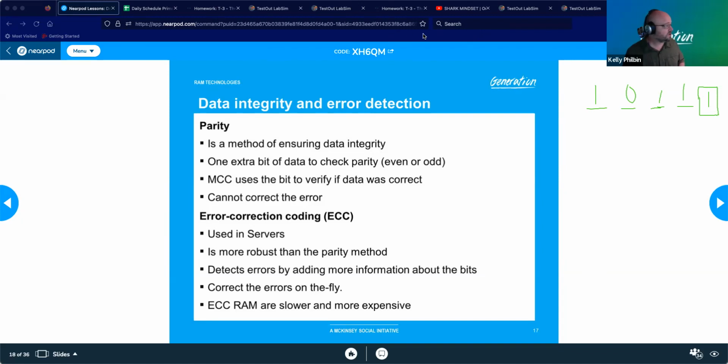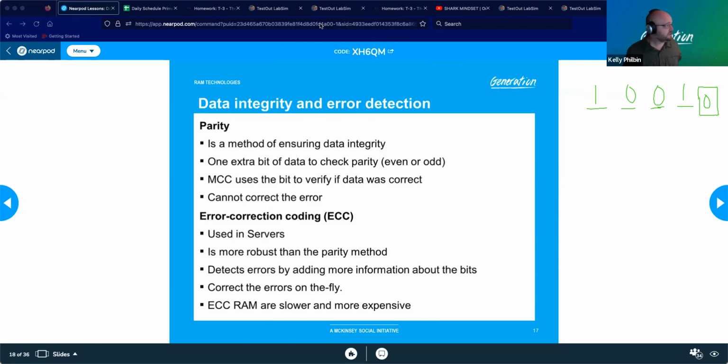So if I receive 1001, this wouldn't be a 1, would it? No, because it's already even. So I would get a 0. It's because it's already even, right? I don't need to change anything. It's already an even number, right? Does that make sense?